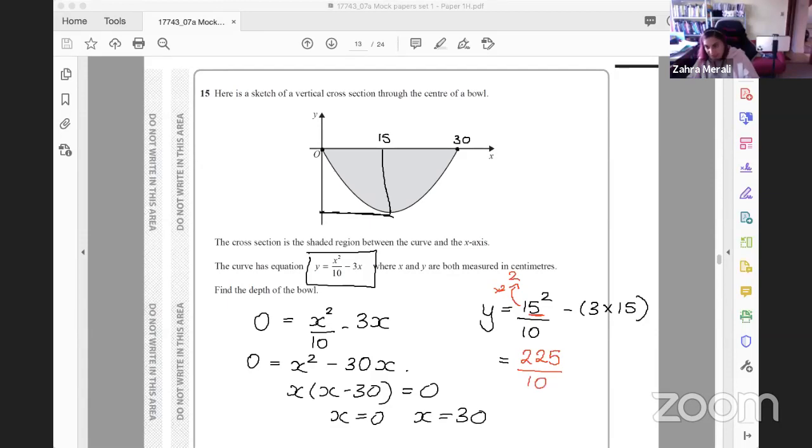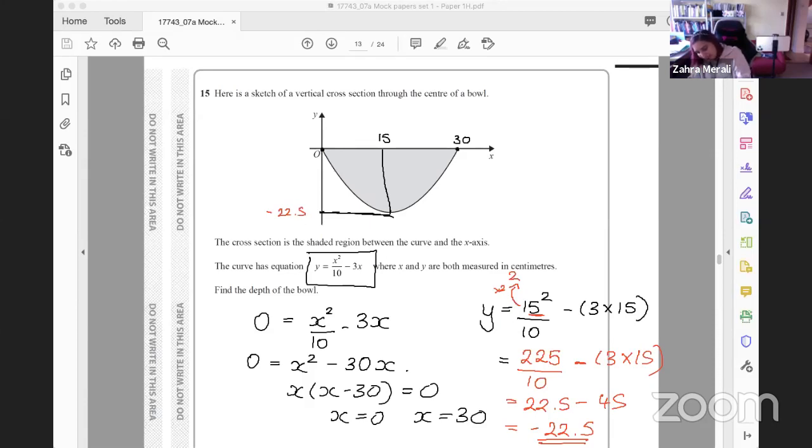Divided by 10 minus 3x. So minus 3 times 15. So we've got 22.5 minus 15 times 3, which is 45, which we should be able to do. And we're expecting a negative number because it's below the axes. So it's minus 22.5. So therefore the depth of the bowl, so this is minus 22.5.